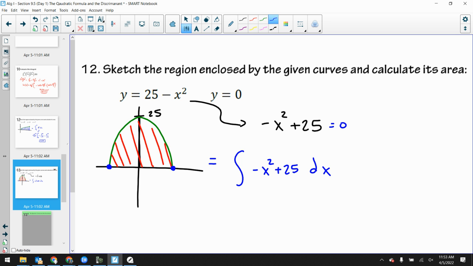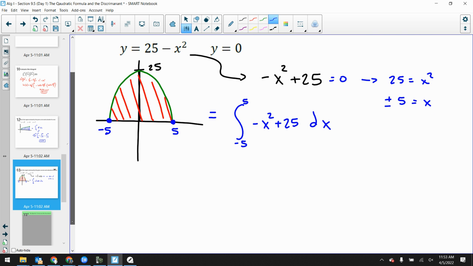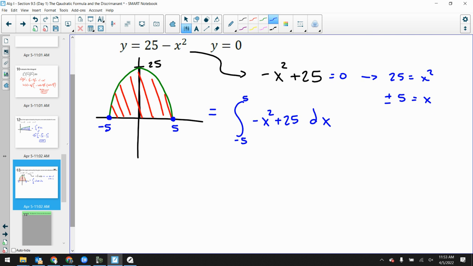That's just this. Okay, so add the x squared over to the other side. That's going to give me 25 is equal to x squared. So plus or minus 5 is equal to x, which makes sense. That must mean that's at negative 5, then positive 5. Which means that I want to take the integral from negative 5 to positive 5. And I can tell by the sketch, this is going to only be positive, right? All right, so let's take it. We got negative x to the third over 3 plus 25x from negative 5 to positive 5.